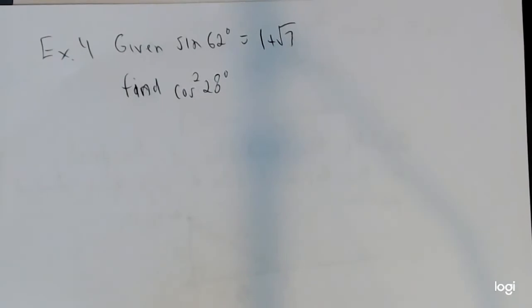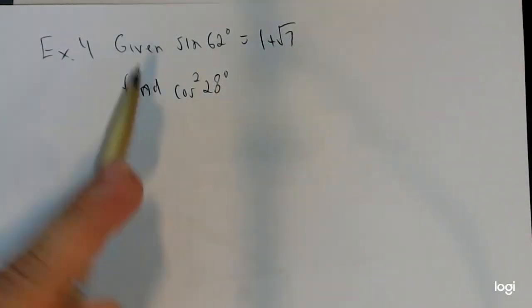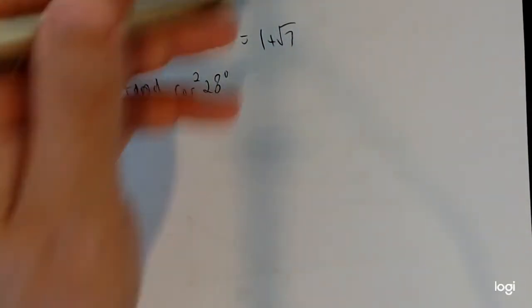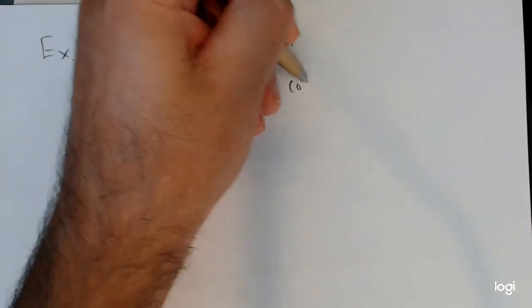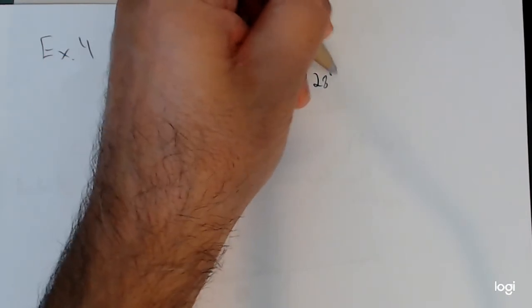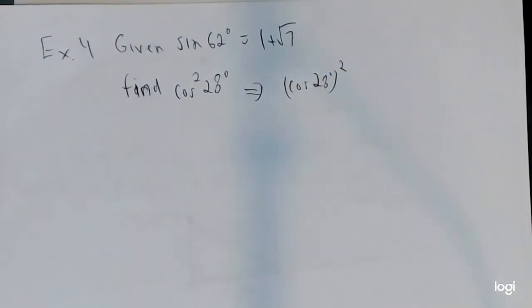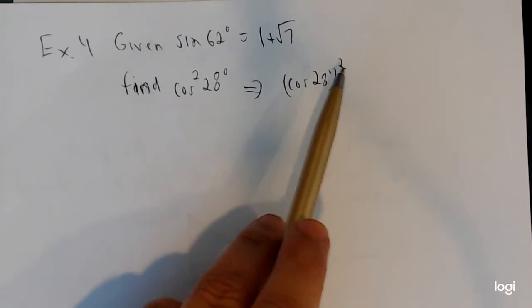Okay, so now one thing I want to point out to you is when you see cosine squared 28 degrees, that means the same thing. It's just a cleaner way of writing this. That's the same thing as cosine of 28 degrees quantity squared. So in other words, if you know what cosine of 28 is, square it.